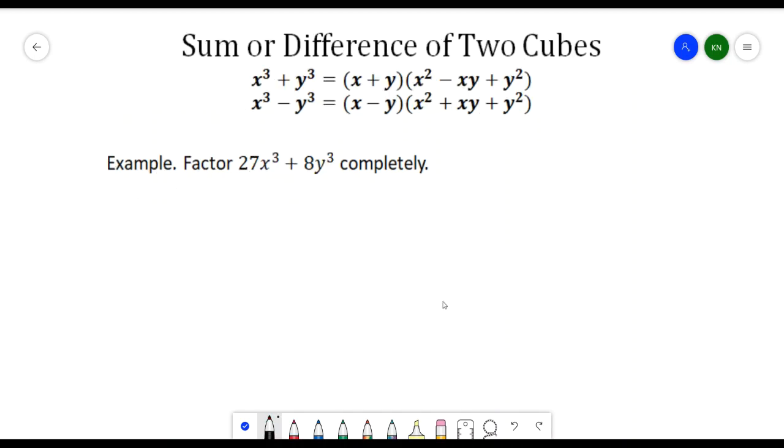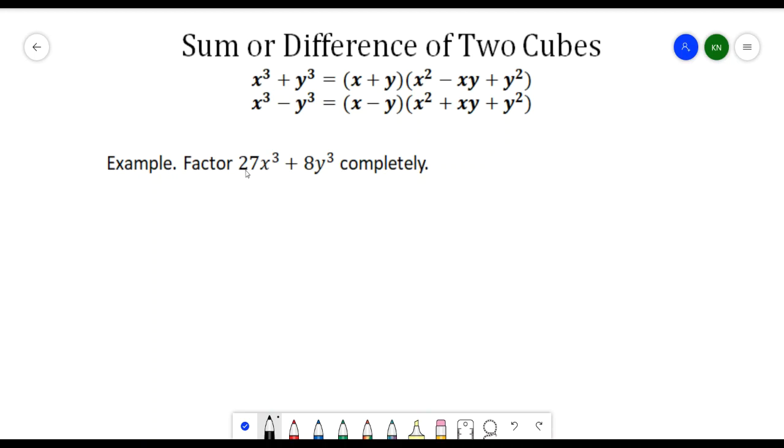So another method here is the sum or difference of two cubes, in which if the given problem is x cubed plus y cubed, that is equivalent to x plus y, or the binomial, multiplied by its trinomial. And if the given is x cubed minus y cubed, the answer is x minus y multiplied by its corresponding trinomial. So from the example, we have factor 27x cubed plus 8y cubed completely. So again, if you say completely, we need to find the lowest or most simplified term of our expression.